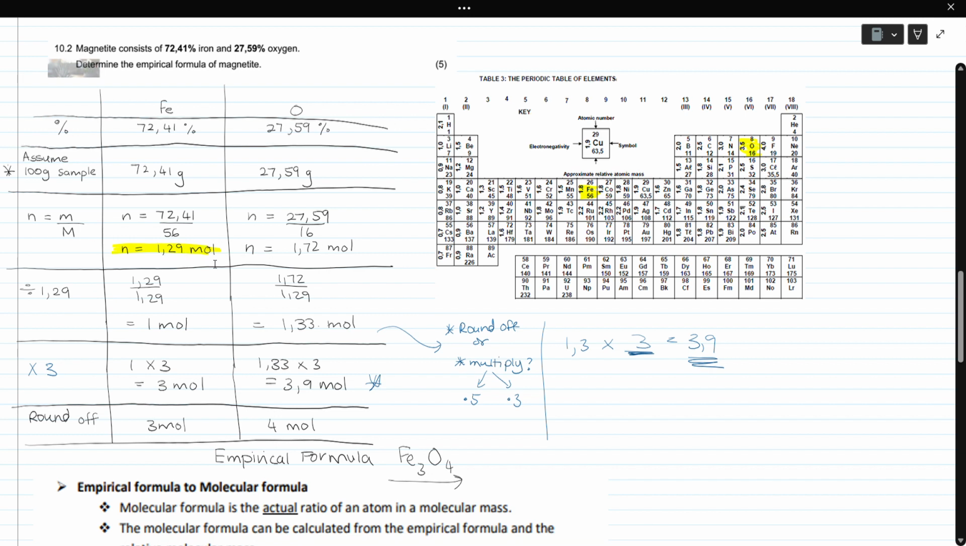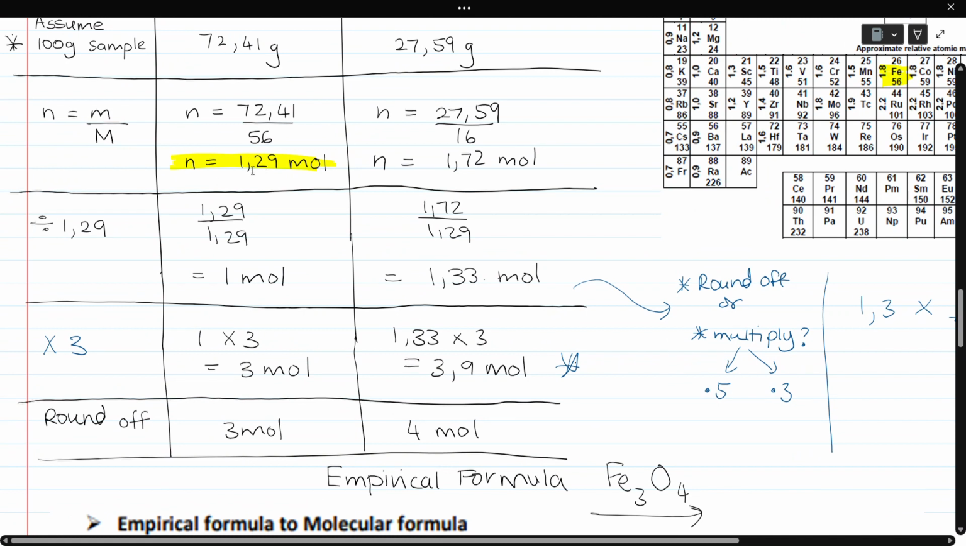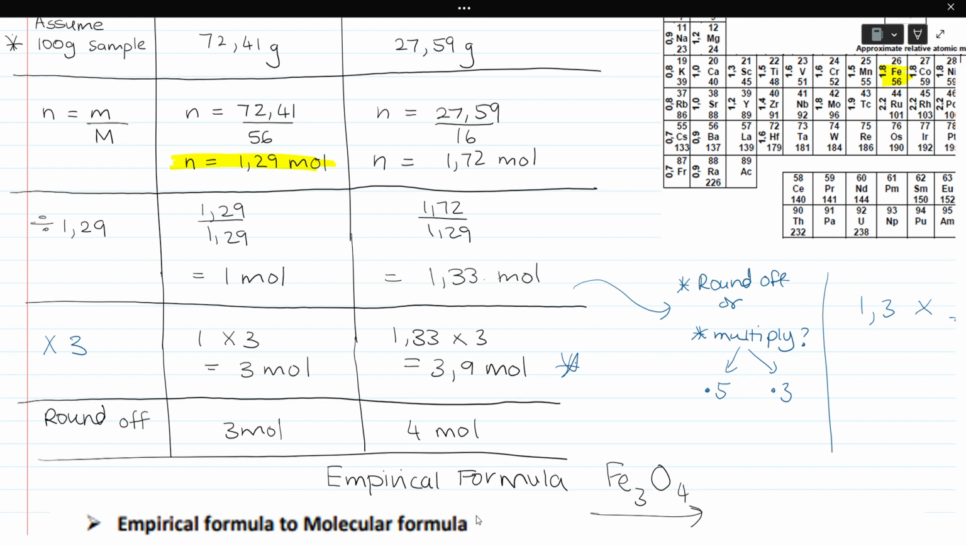So we obviously looked, I'm going to go from here. We had our smallest number we identified as 1.29. So we took the 1.29 and we divided it by the other numbers. We ended up with 1 mole here, and we got 1.33 moles. Here we had to make a decision, do we round off this number or do we multiply it? You only multiply if you have a number which is 0.5 and 0.3. In this case, you've got a number that is 0.3, so it's a special case. So we're going to multiply it by 3, and you get 3 and you get 3.9. Now you can round off these numbers easily to 3 and 4, and then you can write down your empirical formula. If you need me to re-explain any step, please let me know.